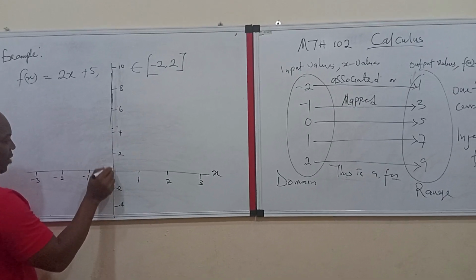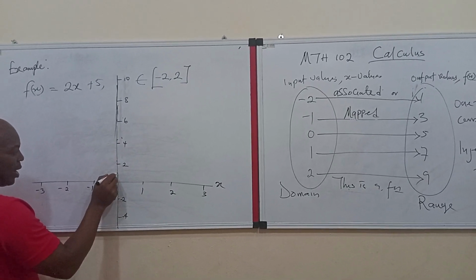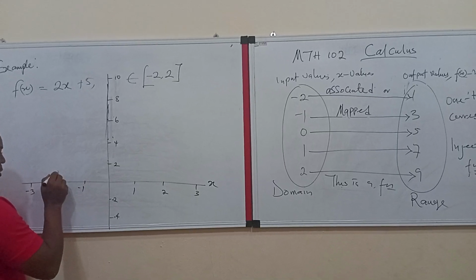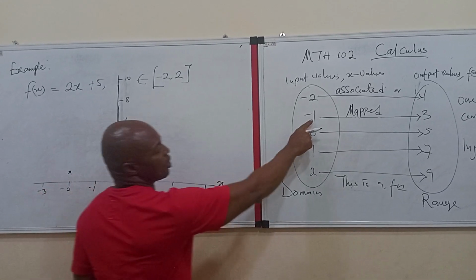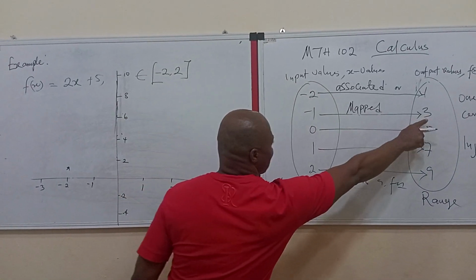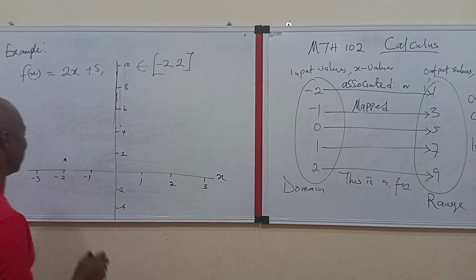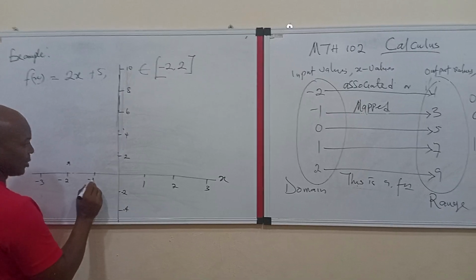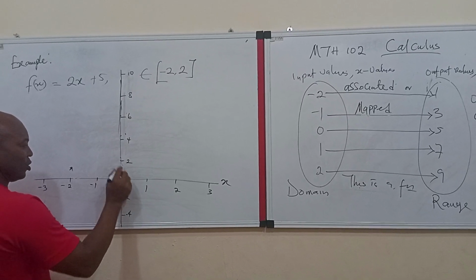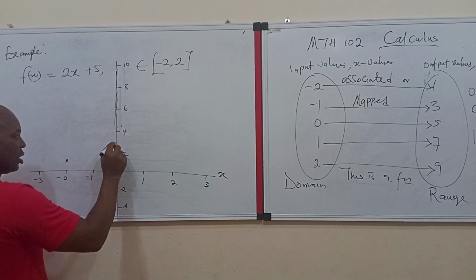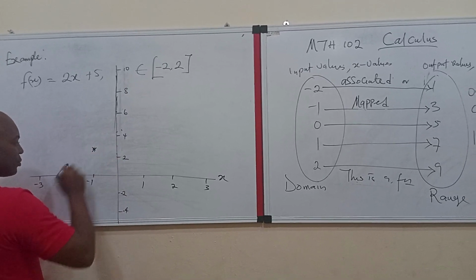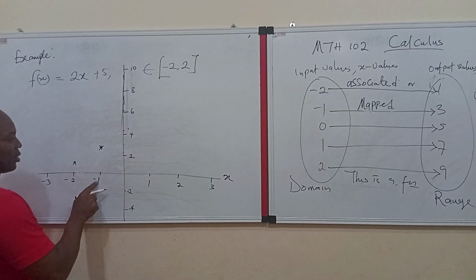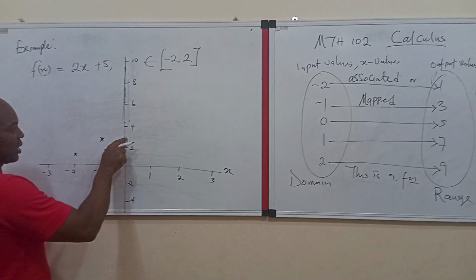So 1 is somewhere here. If from here to here is 2, meaning 1 will be somewhere here. Then when it is minus 1, what do we get? For the range side, we get 3. When it is minus 1 here, the range side is 3. You know that here is 2, here is 4. So you go to this center here, somewhere here, because it is minus 2 here, 3 here.